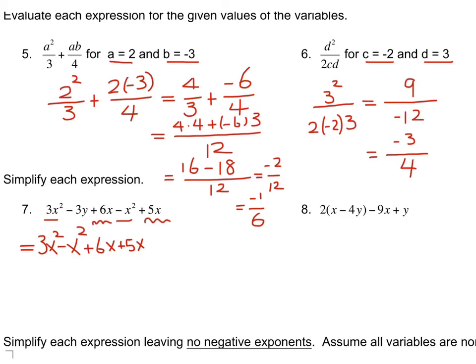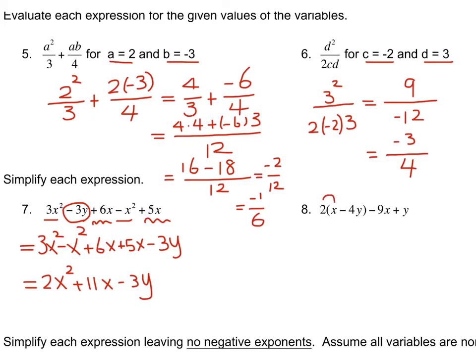And last one, negative 3y. So there's no other y terms. So that would be my last one. Now I can collect like terms. 3 minus 1, so that's 2x squared. 6x plus 5x, that's 11x, minus 3y. And that's it. Nothing else you can simplify or collect like terms. Then leave it as is.